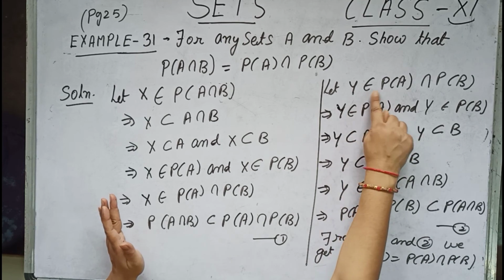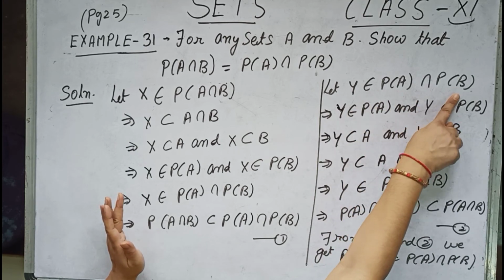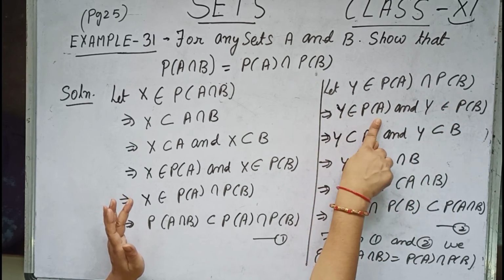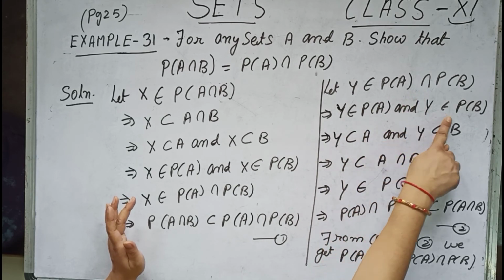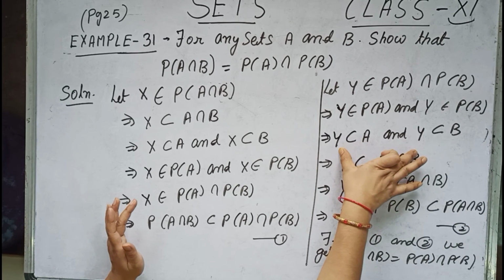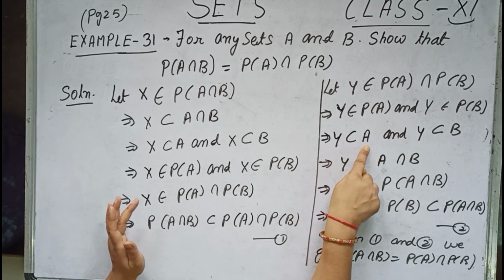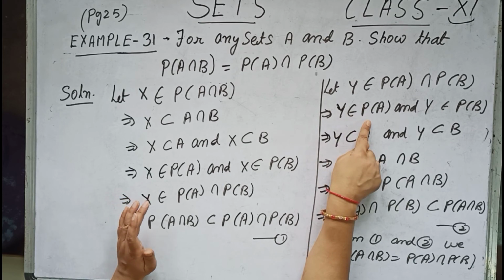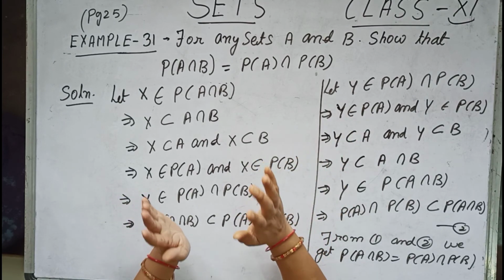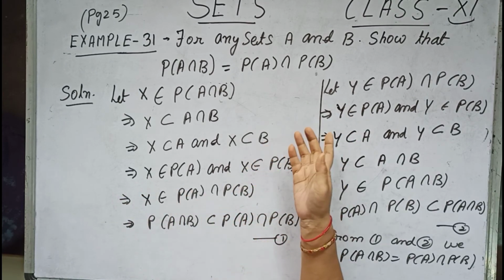Over here, y belongs to power set of A intersection power set of B implies y belongs to power set of A, and in place of intersection we have written and y belongs to power set of B. This implies y is a subset of A and y is a subset of B. Take care over here, y belongs to the power set of A. Power set of A is the set of all subsets of A.